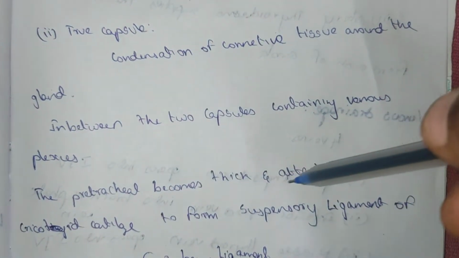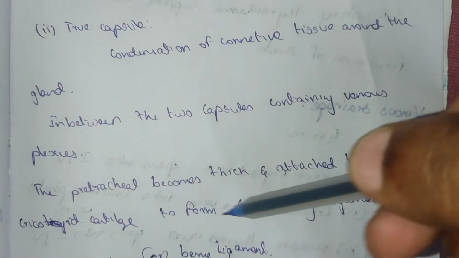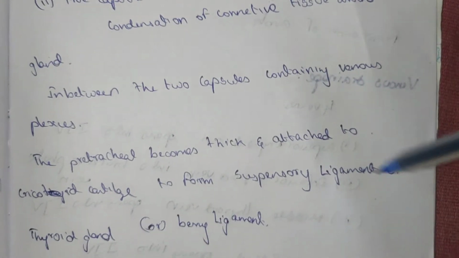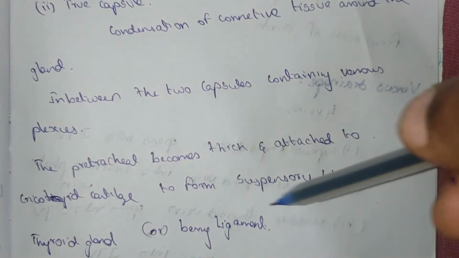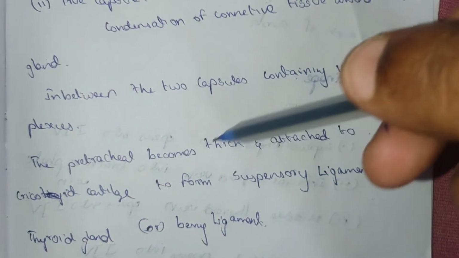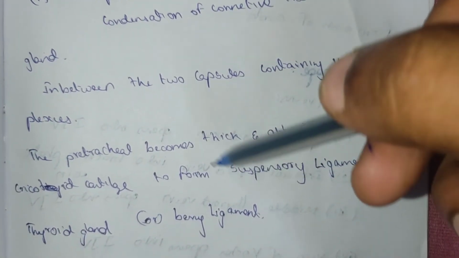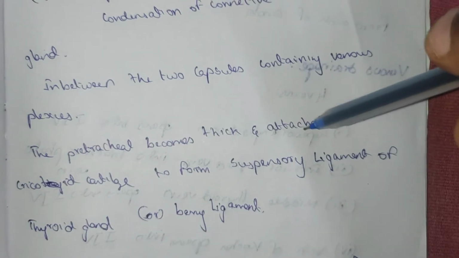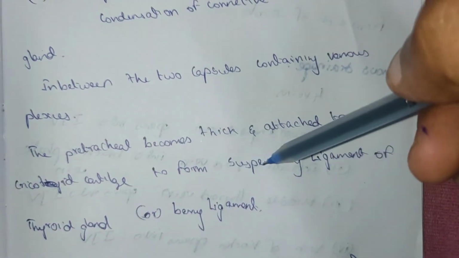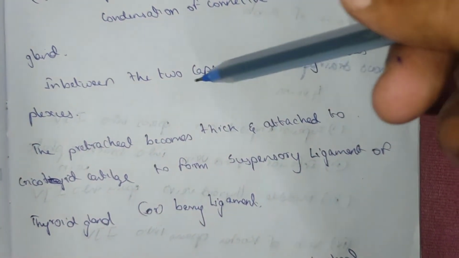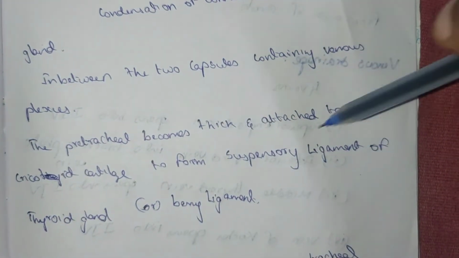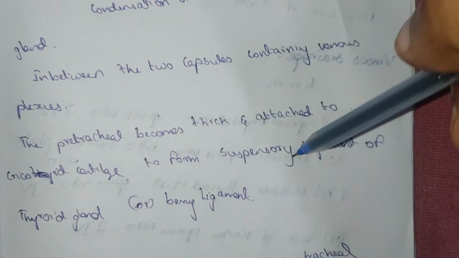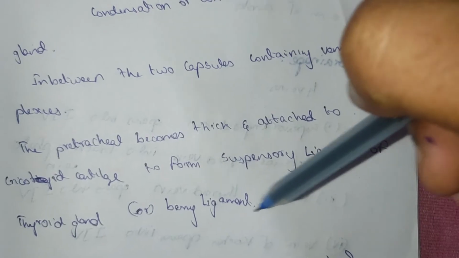The pretracheal fascia becomes thick and is attached to the cricoid cartilage to form the suspensory ligament of the thyroid gland, or ligamentum of Berry. I have already discussed pretracheal fascia in a previous video. Please do watch it before watching this video, which makes for better understanding. Here I have written it as the Berry ligament.